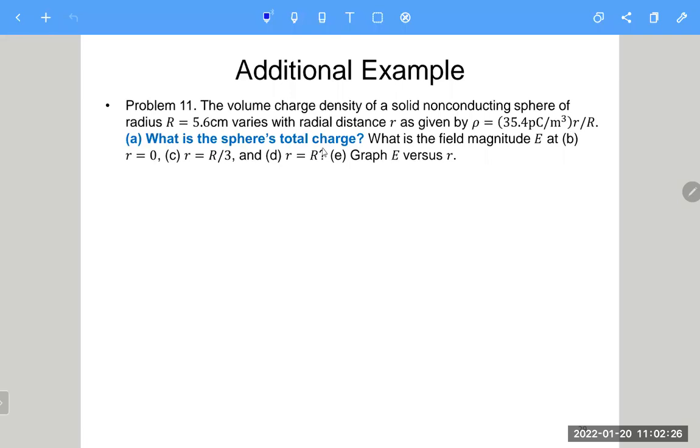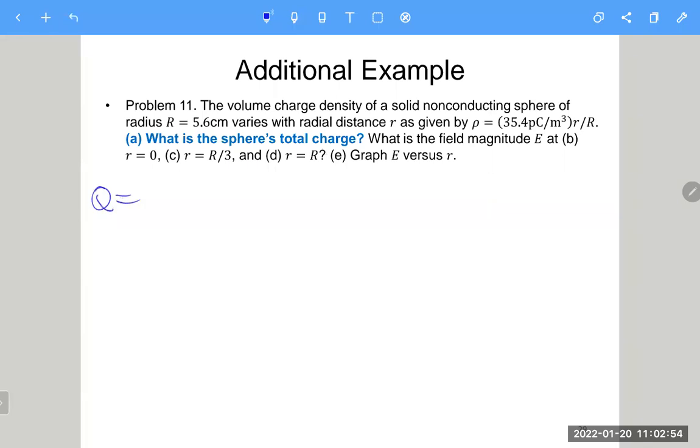As it is not a uniformly distributed charge, you cannot just multiply the density by the volume. Not that simple. We actually need to use some integration to find the total charge for this sphere. Okay, so actually, we'll write it like this.